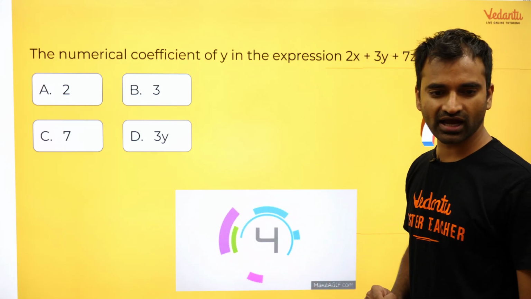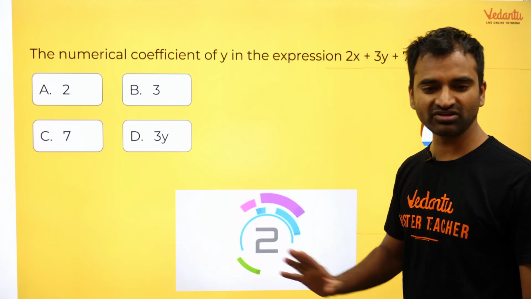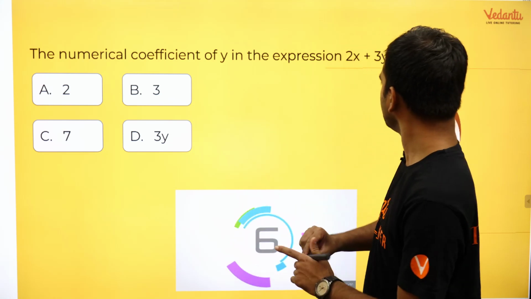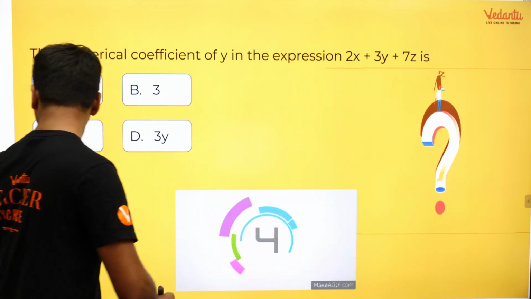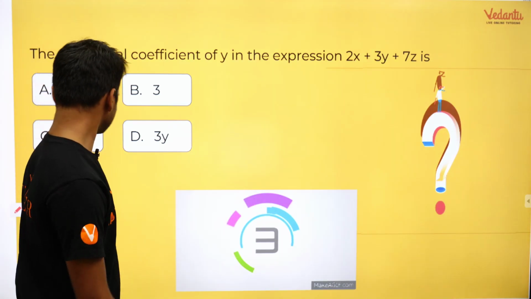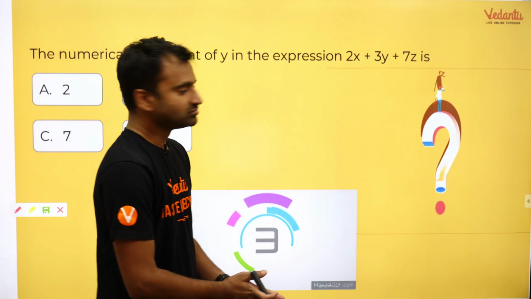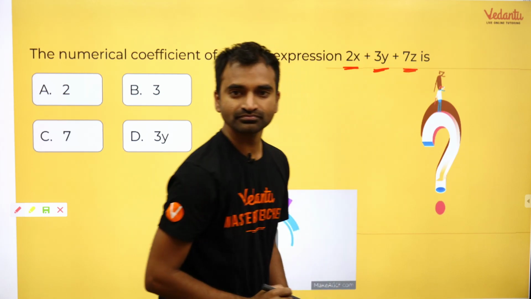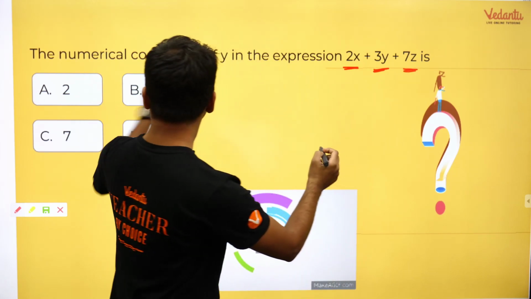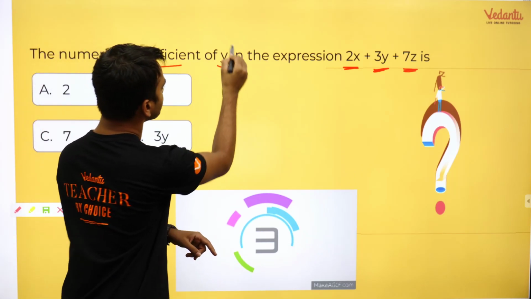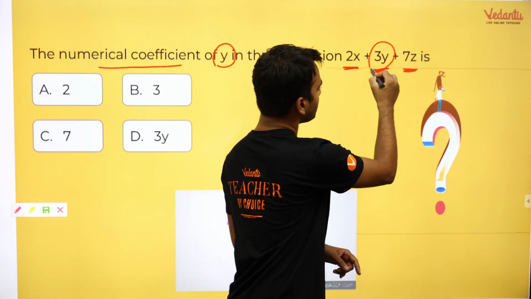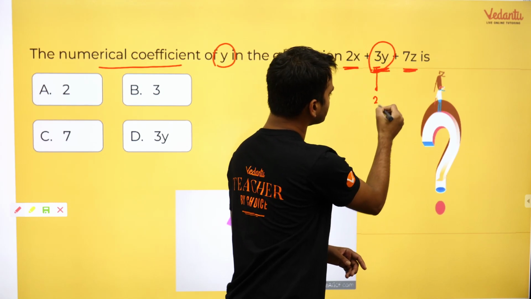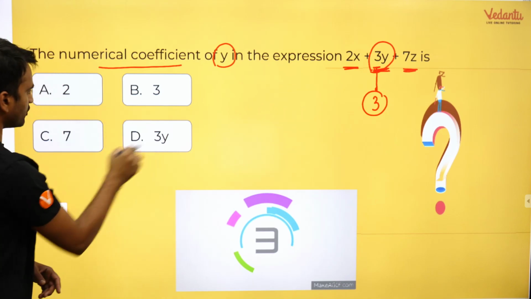So we have 3 and B. Okay. Alright, time is up. Yes, all of you have actually given the right answer. So I have 2x, 3y and 7z. Right? So the question is asking what is the numerical coefficient of y? Where is y here? Here. This is y. Right? And what is the number that you have with y? The number is 3. And therefore, let's find out 3 over here.